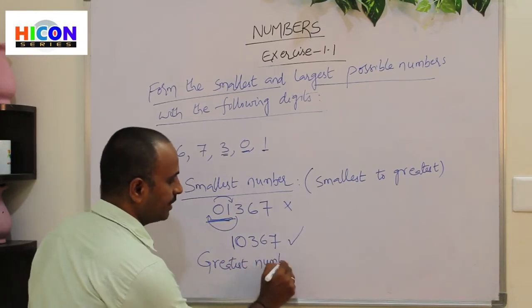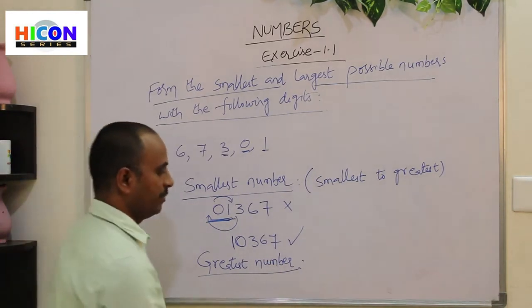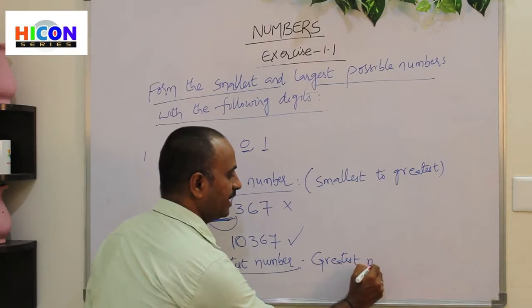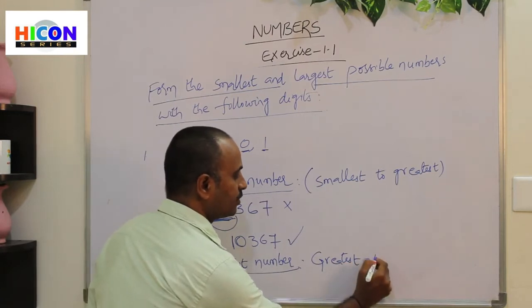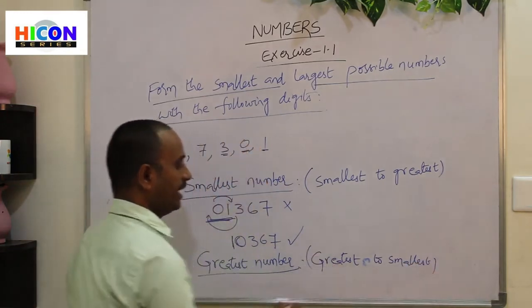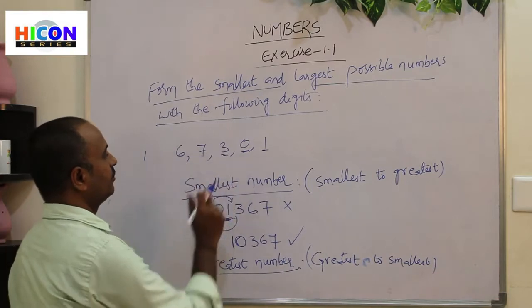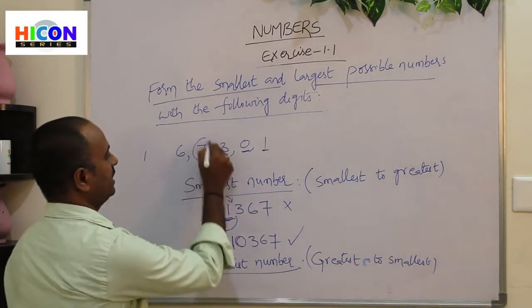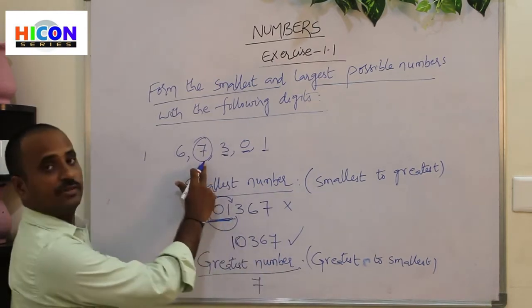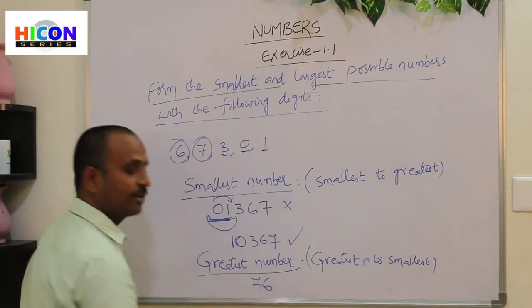Now the greatest number. How can we write the greatest number? The greatest number can be obtained by arranging the given digits from greatest to smallest. So now arrange the given digits from greatest to smallest. Among these, which one is greatest? 7 is the greatest, so write 7 first. After 7, which one is greatest? 6. So write 6 in the second place.